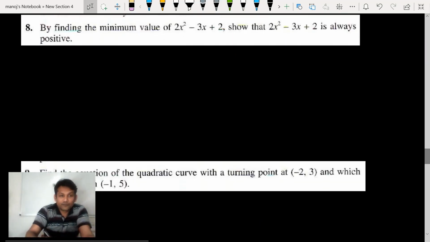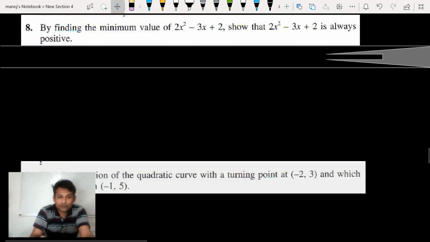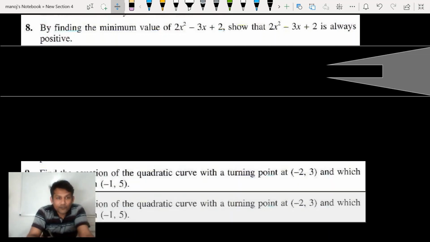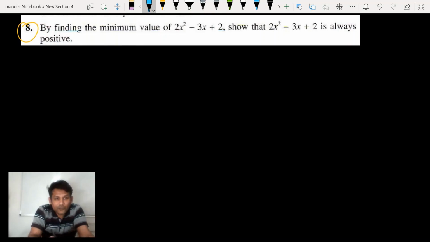Okay, next part, question number 8. In question number 8, by finding the minimum value of this, show that this is always positive. Minimum value means we find the turning point. Turning point, minimum, greatest, least, always turning point. Find turning point.